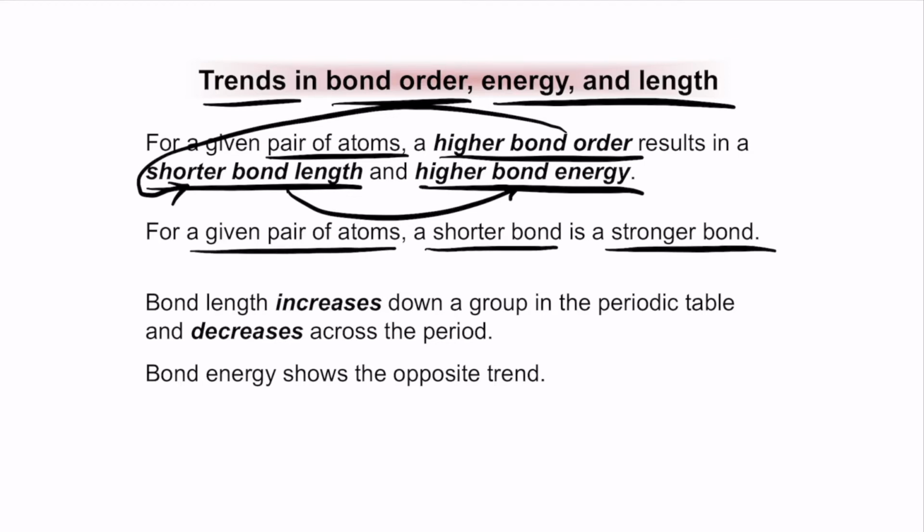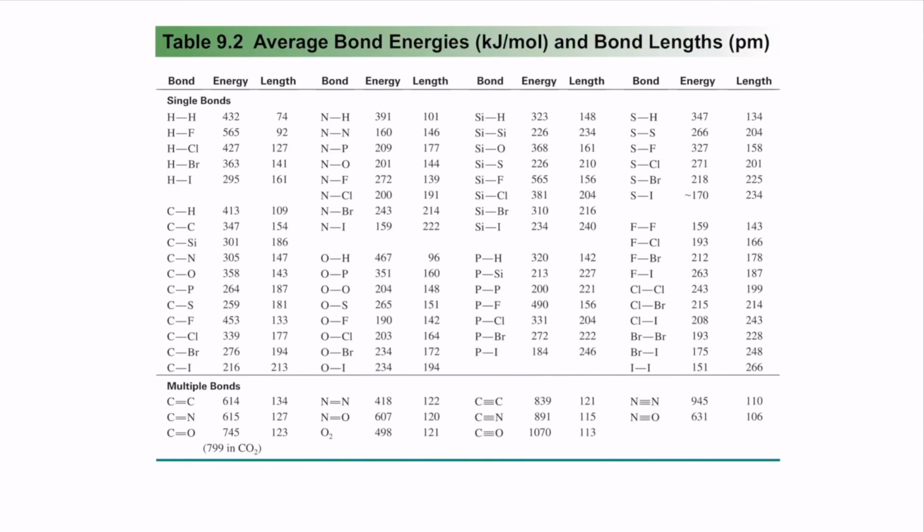When you go down a group, the bond length will increase because the atomic size increases, and it decreases across the period because the atomic size decreases. Now bond energy actually shows the opposite trend, because remember that the shorter the bond, the higher the energy. So as you go down a group, the bond energy will decrease. As you go across the period, the bond energy will increase.